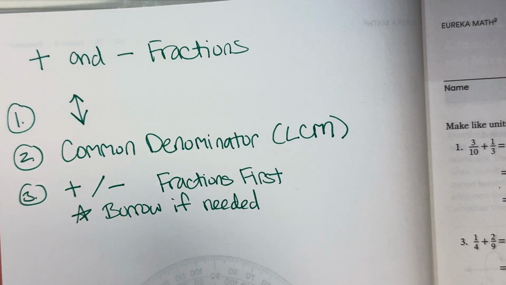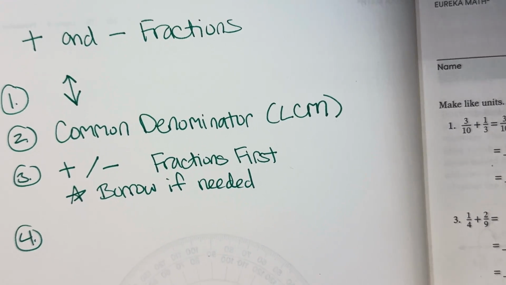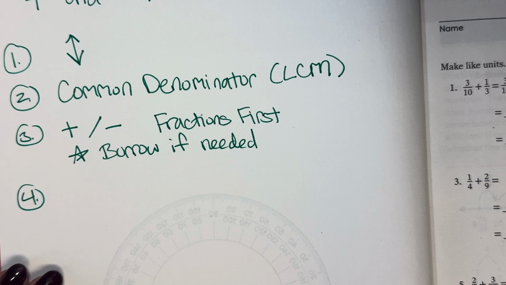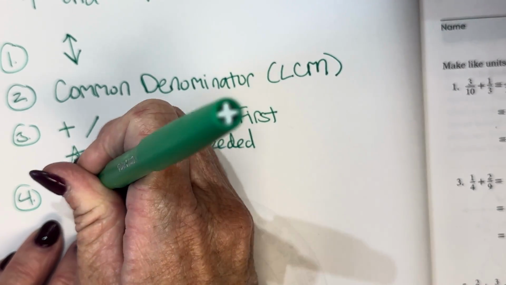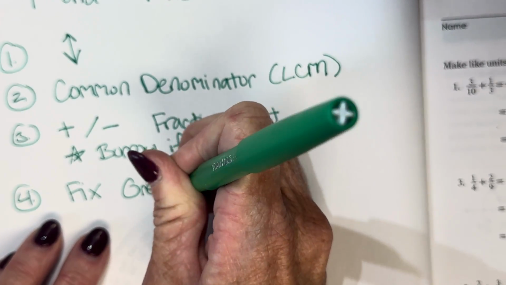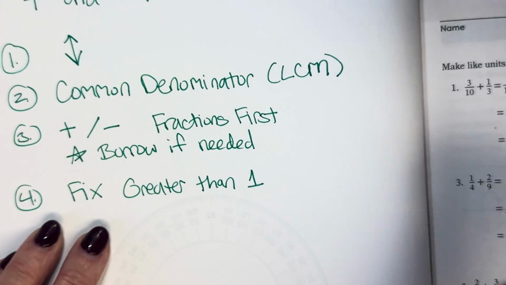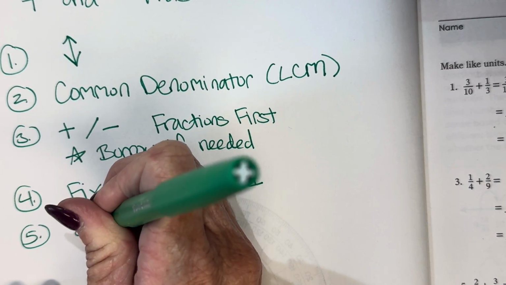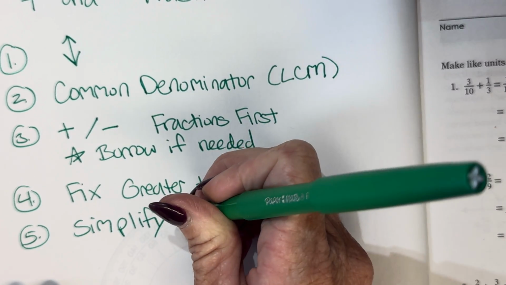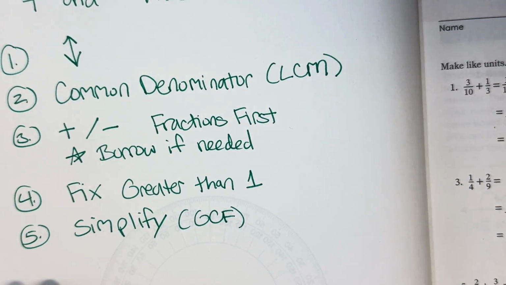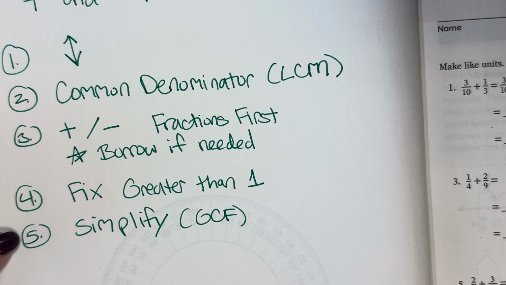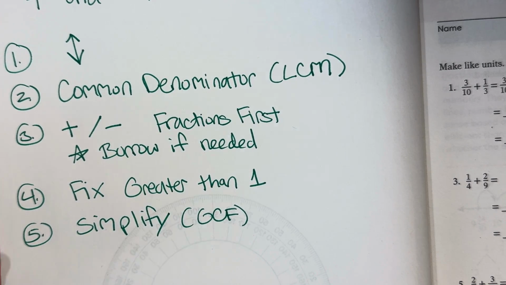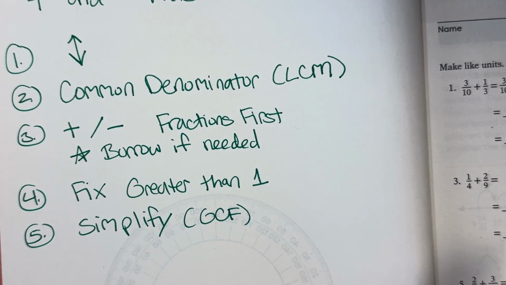Okay, step 4 is we are going to fix improper fractions. So those greater than 1 fractions, we're going to fix. Sometimes we call them improper fractions. And step 5, we are going to simplify. We use our greatest common factor for that. So these are the steps that we need to know, and we're going to be using these for months. So we want to get really good at these 5 steps. Okay, so I'm going to use those next to me to help me.